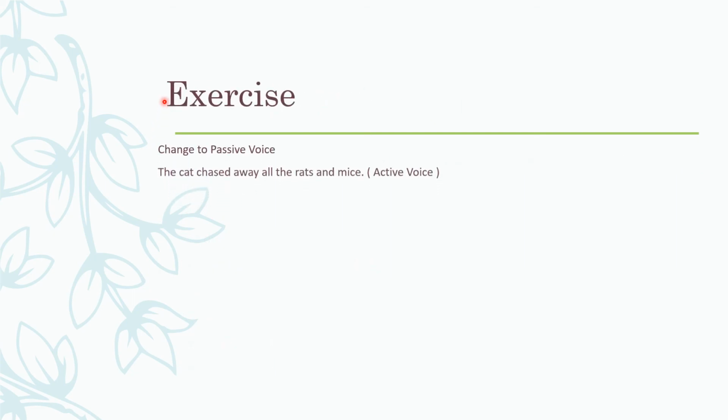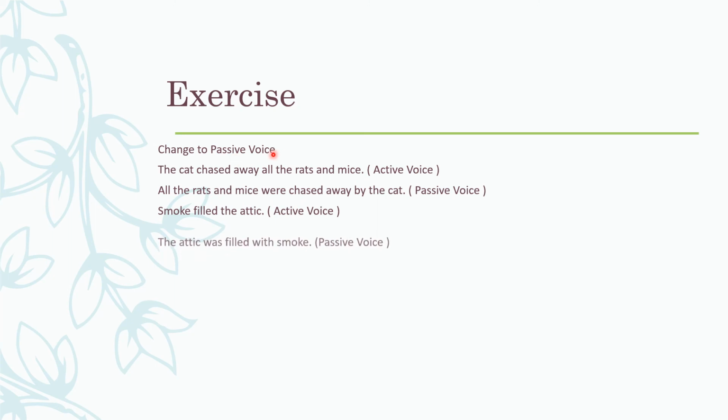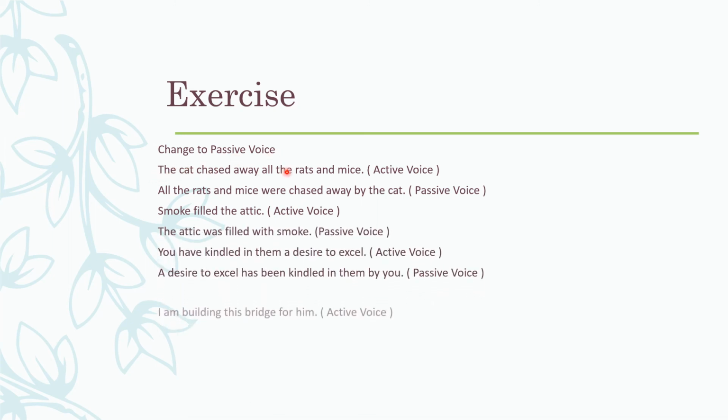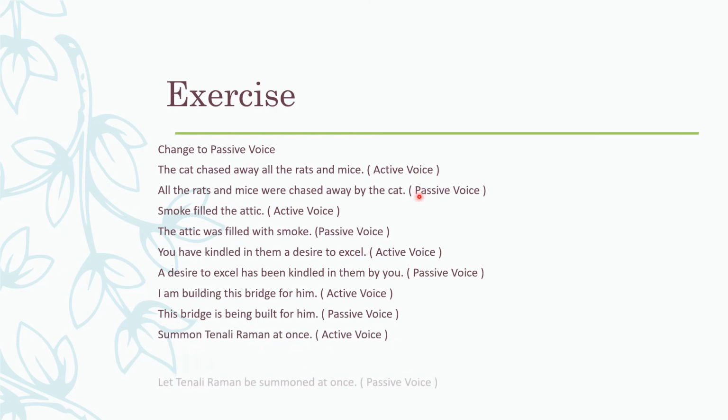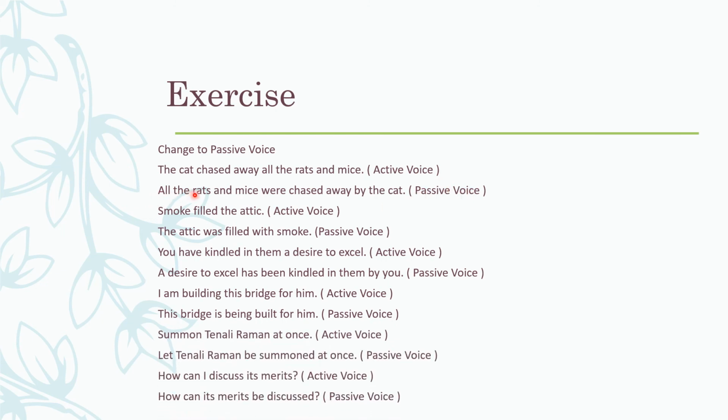Let's do the following exercise. Change to passive voice. The first sentence: the cat chased away all the rats and mice. This is in the active. We have to change it into the passive voice. All the rats and mice were chased away by the cat. So all the rats and mice, which is the object, becomes the subject. You will use the be form in the past because it is chased away. So the be form in the past is was or were. You will use were because rats and mice is plural. Were chased, here chased is the past participle, away by the cat. Cat, the subject in the active voice, becomes the object preceded by by.